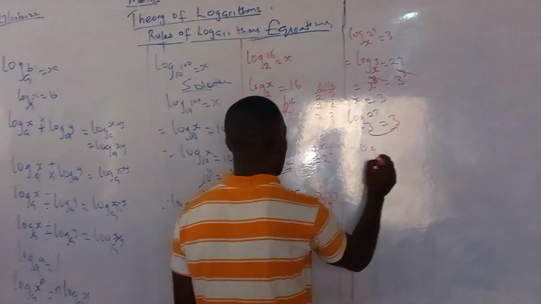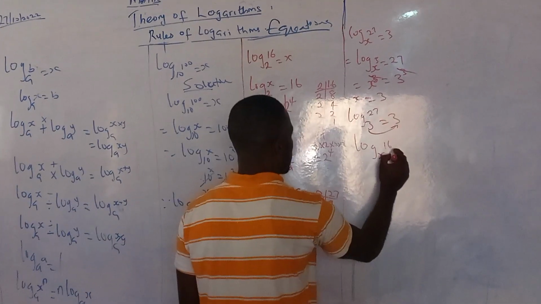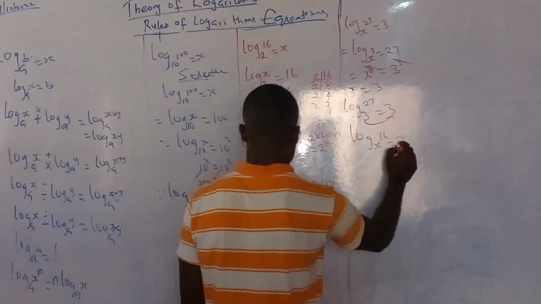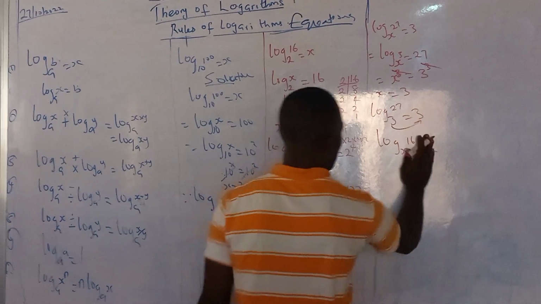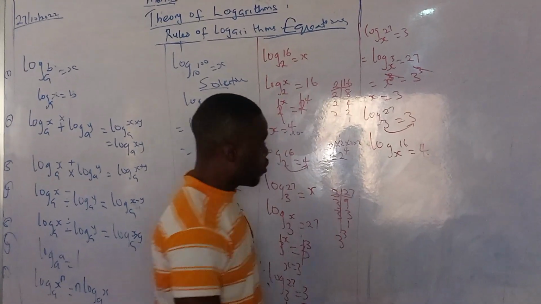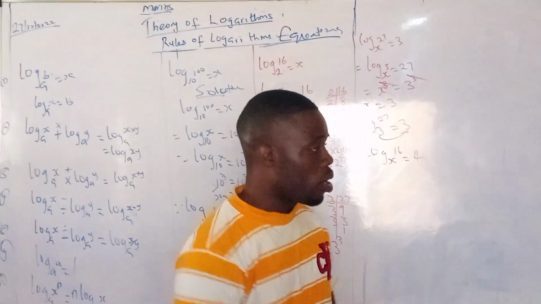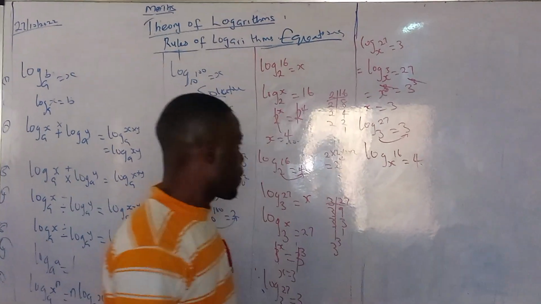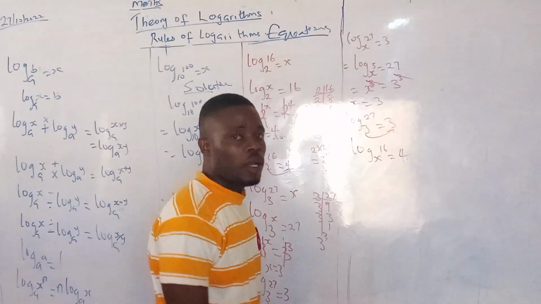What if you are given log x to the power of 16 equals to 4? The next will just give us a few minutes to solve that. I'll come back for correction. Okay? I believe you are through.